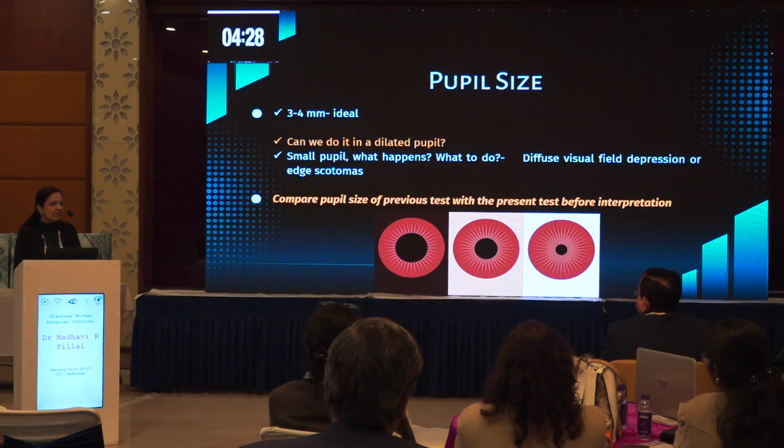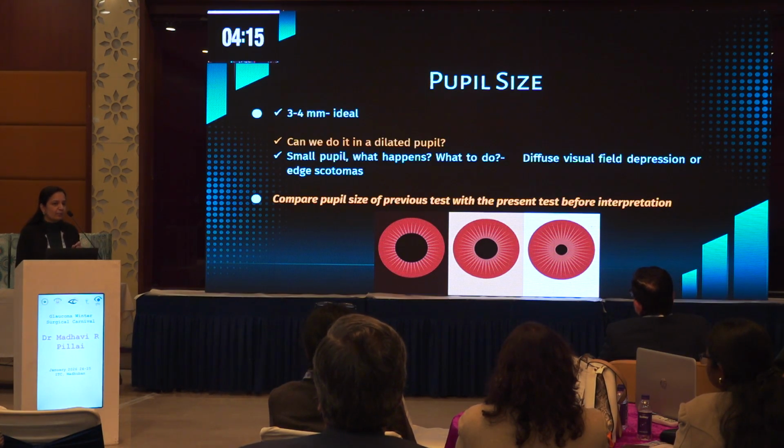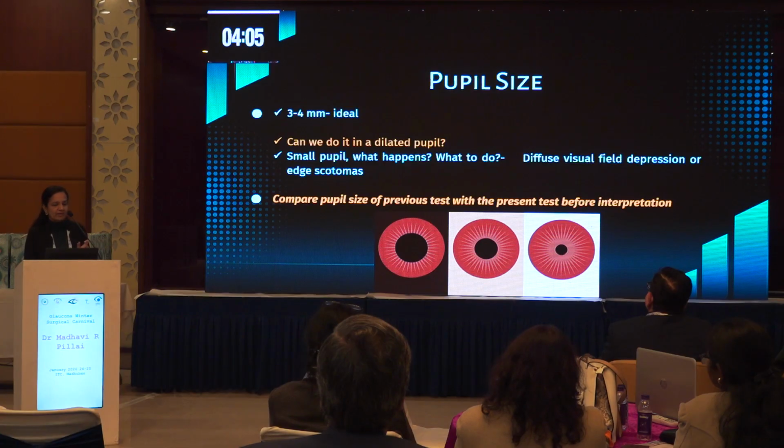So next is the pupillary size. Yes, 3 to 4 millimeter is the ideal size of the pupil. Many have a question: can we do the visual field in a dilated pupil or not? Yes, we can indeed do a visual field in a dilated pupil, but the only point you should keep in mind is that when the patient comes to you for follow-up, you have to see that this is comparable with the previous field report, with the same pupillary size.